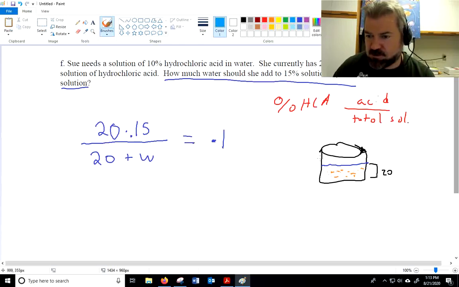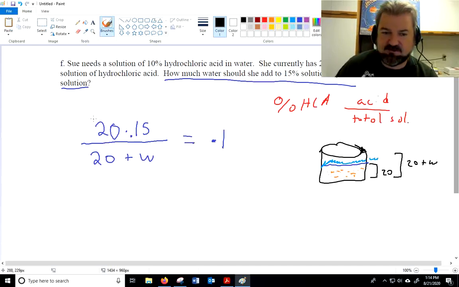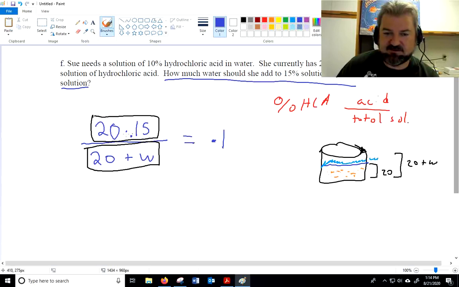When we add some more water to it, we're going to make this new combined amount 20 plus W, okay? But we're keeping the amount of the acid the same. So the amount of the acid stays the same at 20 times 0.15. But the amount of total mixture, the amount of the entire solution increases. All right, let me just do a little bit of simplifying here. 20 times 0.15 is, what, 3?